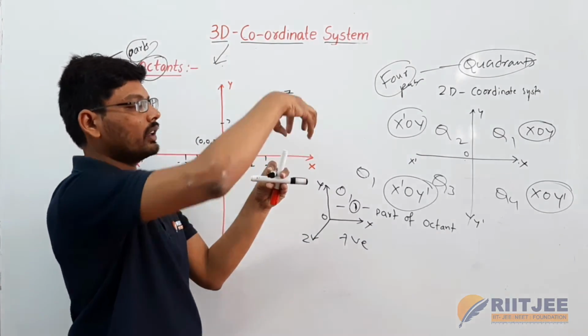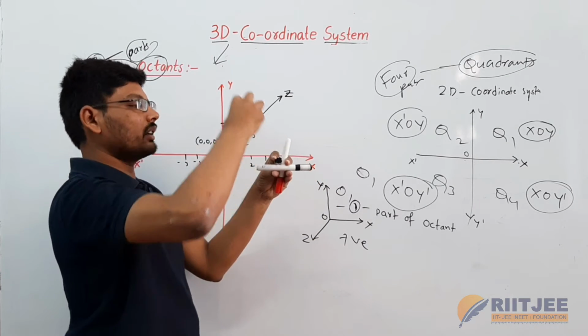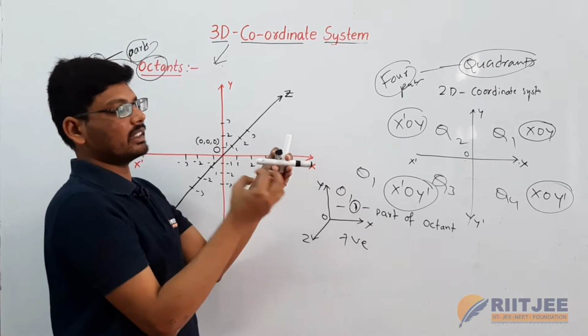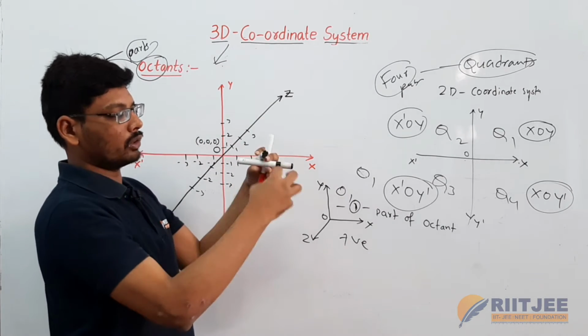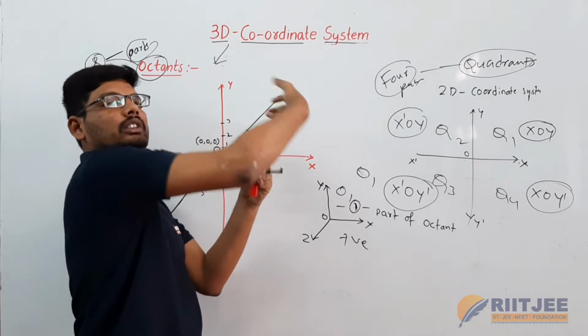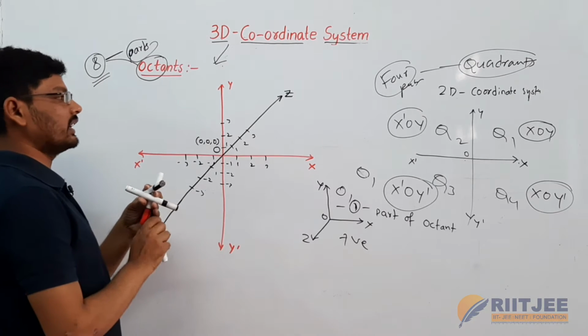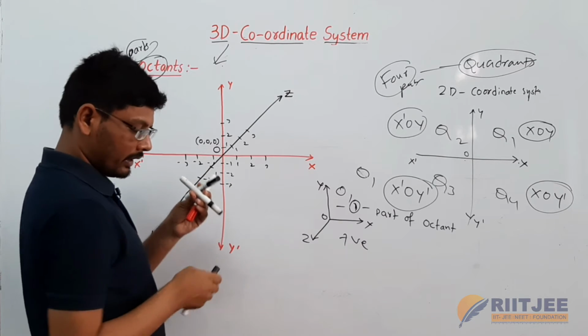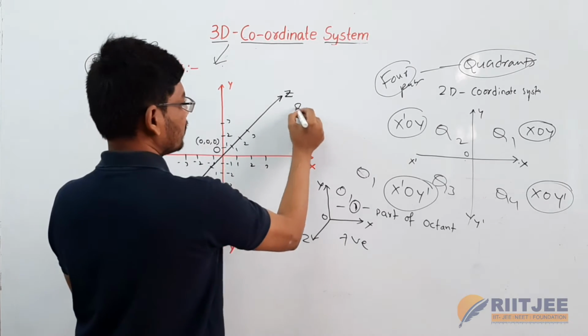So this is one part, this is two parts, this is three parts, this is four parts, five parts, six parts, seven parts, eight parts. How many parts are there here? If you look at this one, 1 2 3 4, back side 1 2 3 4, like this, 8 octants are there here. How many octants are there? 8 octants.